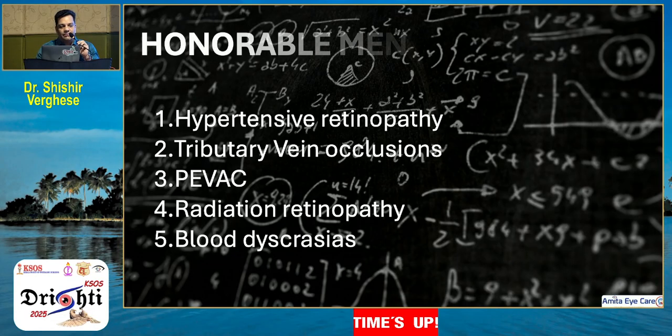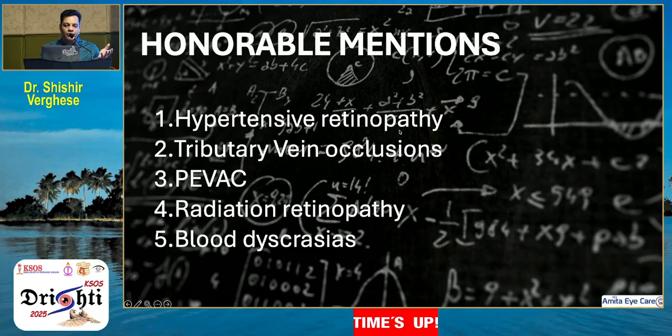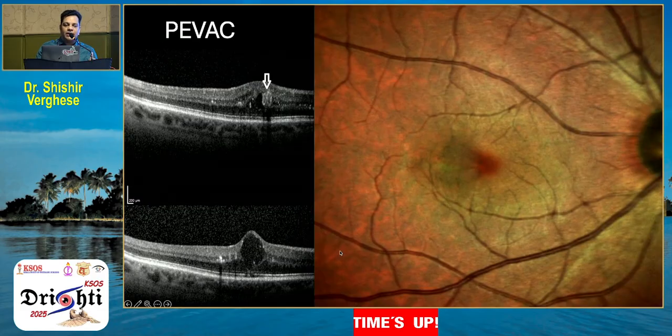So just finishing up. A few mimickers which I have not mentioned here, the common ones which you read in your books, are hypertensive retinopathy, tributary vein occlusions, PVAC, radiation retinopathy, blood dyscrasias. These can all mimic diabetic retinopathy. Now, since I showed you that mini aneurysm, I'll just show you a PVAC too. This is how it looks.